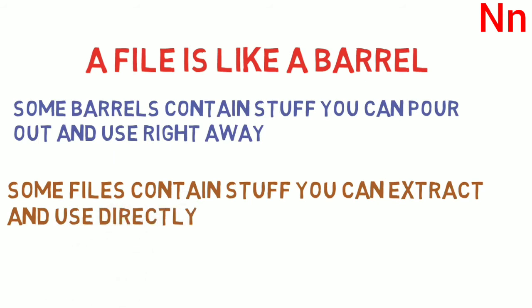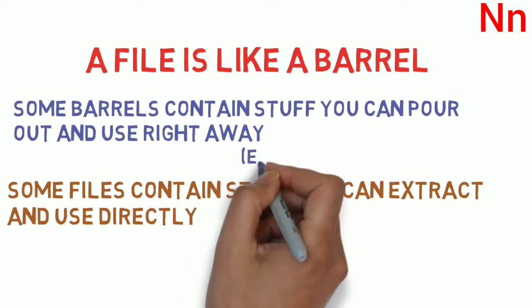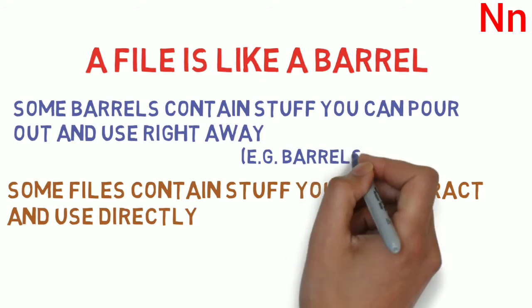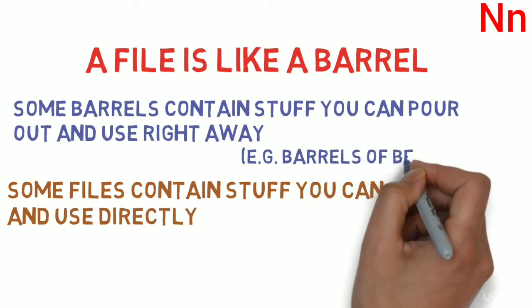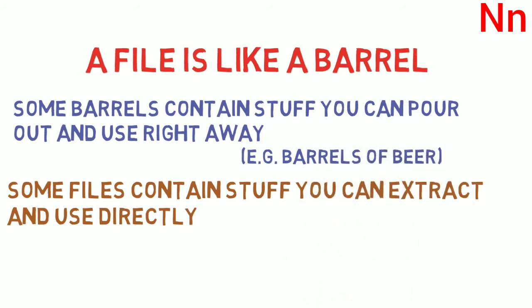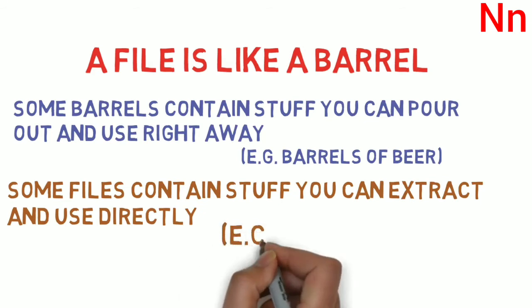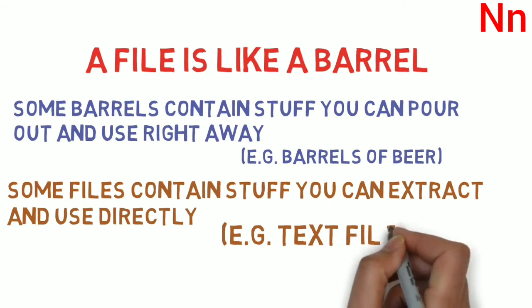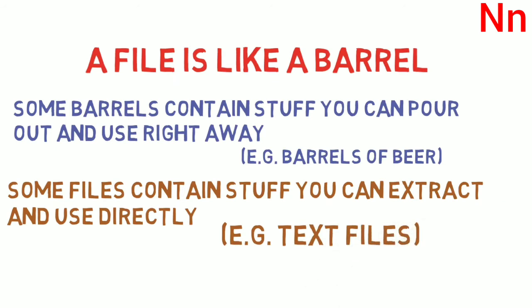What are examples of this? For example, if you have a barrel of beer, you can straight away pour it out and drink it. Similarly, if you had text files, you can just print the information to screen directly.